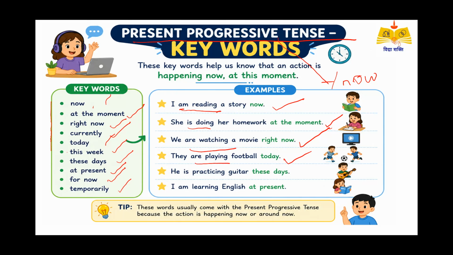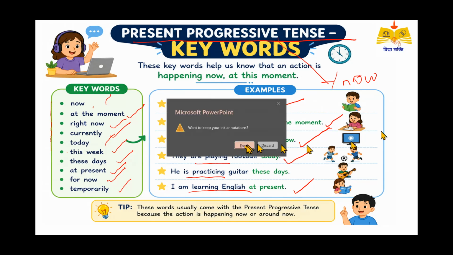Do you know what it is? He is practicing guitar these days. Okay. I am learning English at present. What are we learning? We are learning English at present. Okay, na? So at present, now, at the moment, today, ఇలాంటి words రాగానే, you should identify them as present progressive tense. Now, let's move on to the quiz.